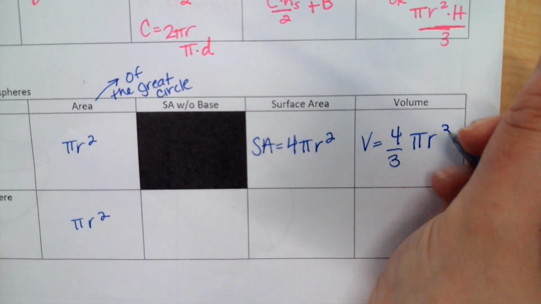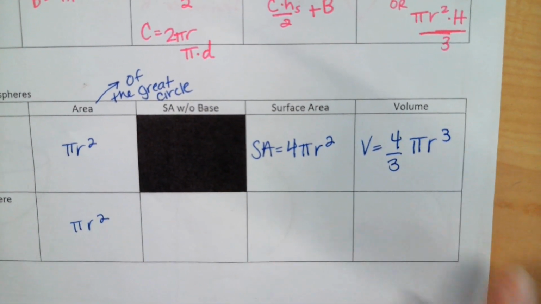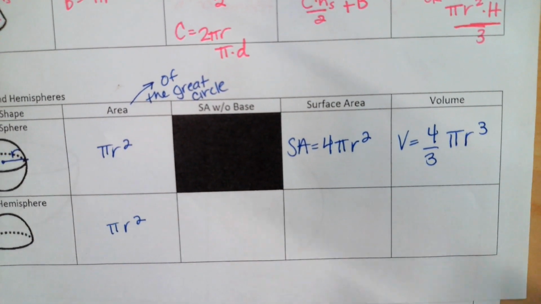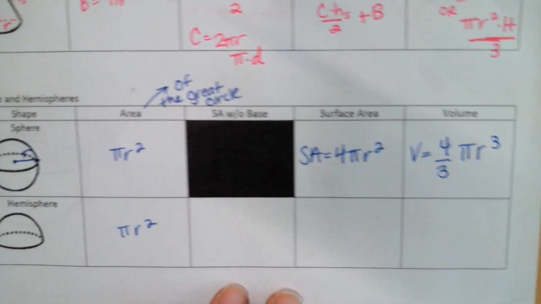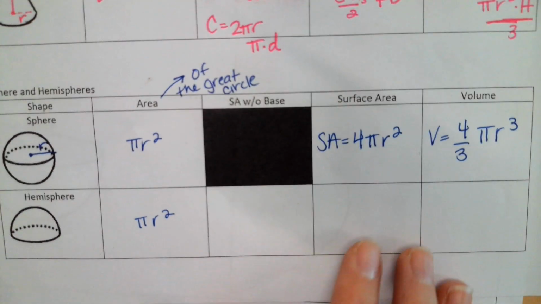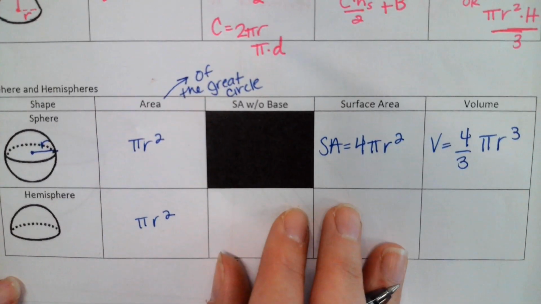pi r cubed. And the way I remember that is that cubed is for volume, and we only have one measurement. Square is for surface area. When I was doing the activity, I had to constantly go back and make sure I was using the right formula, because I'm like, wait, am I making a silly mistake? I didn't make any mistakes. So hopefully you guys don't make any mistakes either, and if you do, it's easy to fix your mistakes.